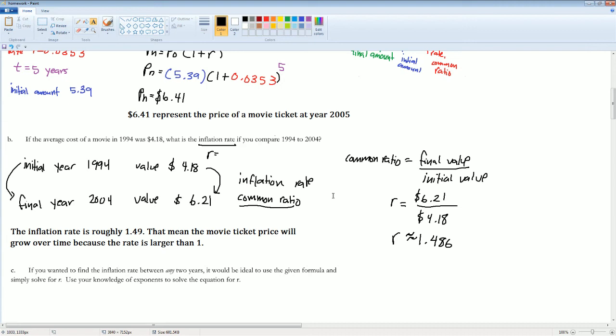Because again, think about it. If you are multiplying by a number that is greater than 1, the number becomes bigger. But if you multiply the number by less than 1, it gets smaller. This is why the inflation rate here is 1.49.